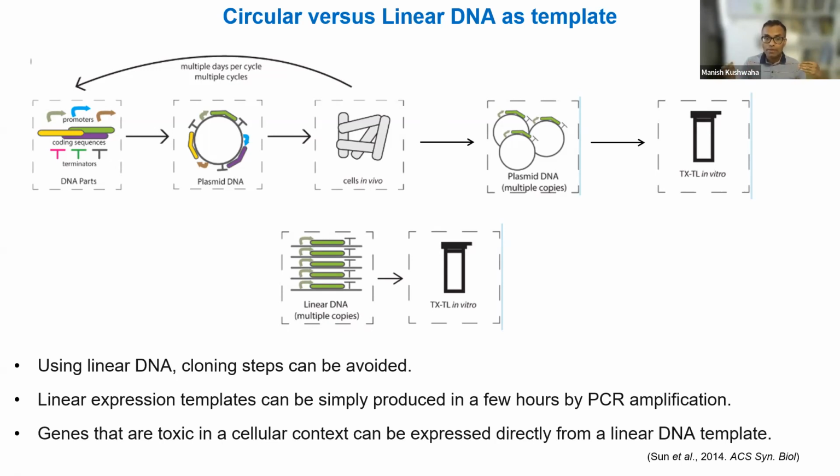You can simply PCR amplify using the right primers with the right overhang from a given synthetic DNA, or even from genomes. And once you have this PCR amplicon, you can directly use it in your cell-free reaction. So having PCR amplified linear DNA is very useful. It helps you reduce cost and also reduce time. And for that reason, it's great to use linear DNA.